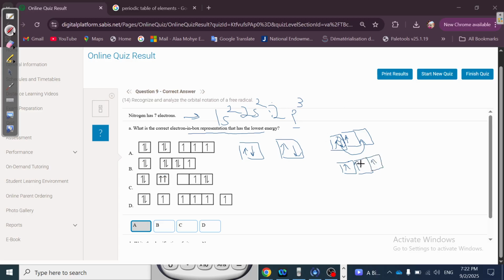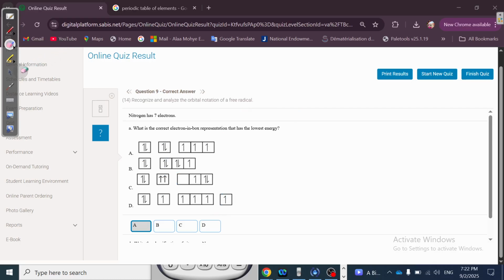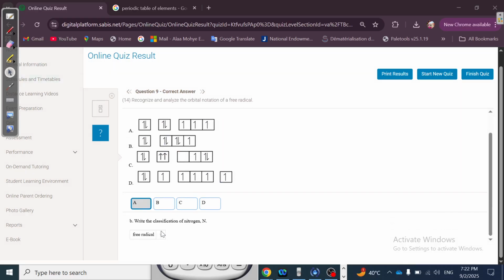This is what we call a free radical. So option A is the correct option, as we drew here. You can immediately omit this one, because here there is no 2s2, so this is wrong. Here, you cannot leave the first box empty. This is completely wrong. Here, I don't know where they got the 3s2. Wrong. Okay? And as I told you, we call this classification a free radical.